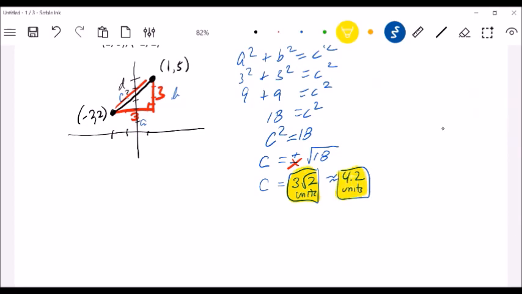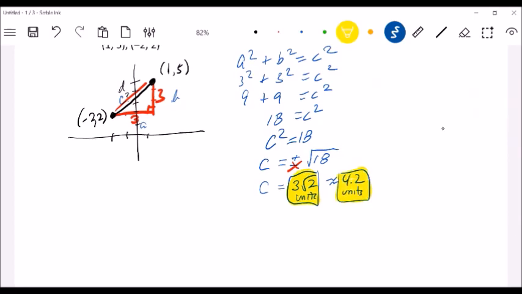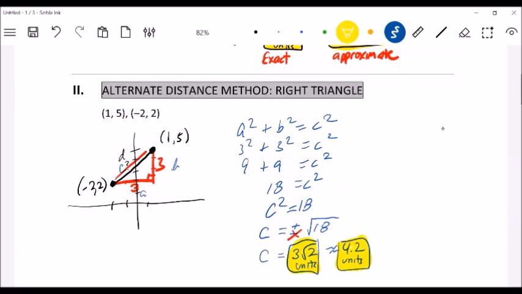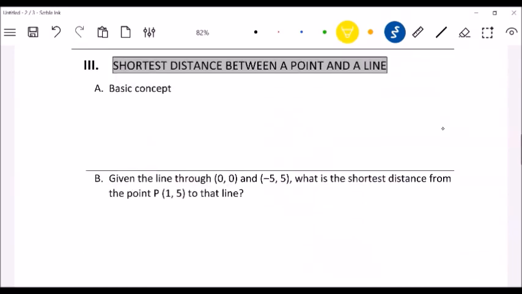So that's an alternate method. If you are able to graph 2 points, and you choose to, you can use that to find the distance between the 2 points. Now, the distance formula actually derives from the Pythagorean theorem. So in a way, they're the same thing. They're just two ways of doing the same thing.